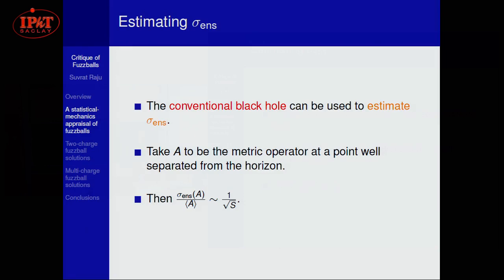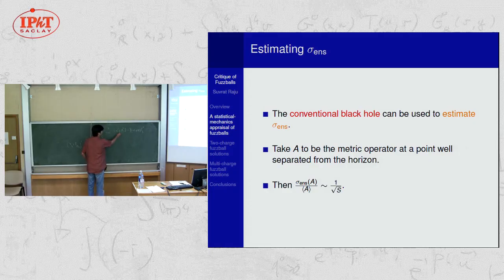In particular, we can use the conventional black hole, because sigma ENS is computed by looking at fluctuations in this average geometry. We can use the conventional black hole geometry, which remember we agreed computes averages for us, to estimate what sigma ENS is. In particular, if you take A to be the metric operator at some point which is well separated from the horizon, then you can estimate sigma ENS. This estimate uses the fluctuations due to Hawking radiation, and you can show that sigma ENS by the expectation value of A, if A is just a metric operator at a point away from the horizon, is 1 over square root s.